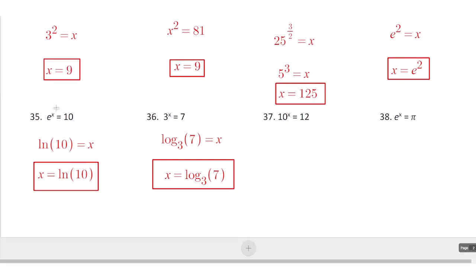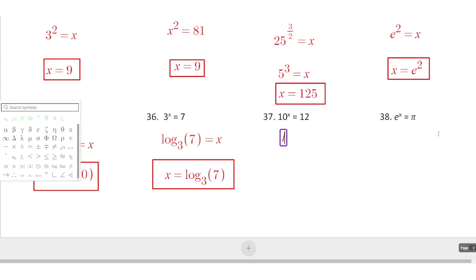Number 37, 10 to what power is 12? So we've got log base 10, and since it's base 10, I'm not actually going to write the 10. Log of 12 is x, and there you go. That's our answer.